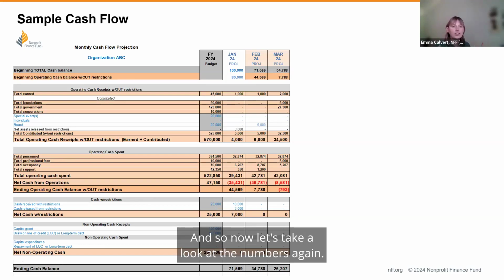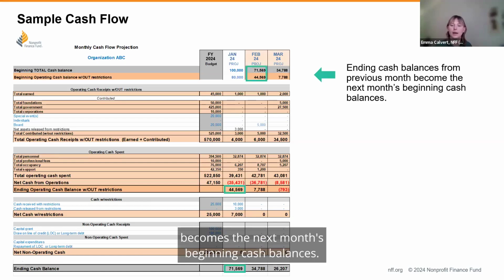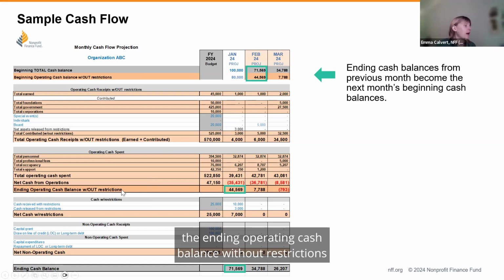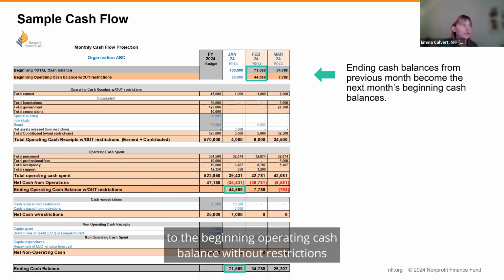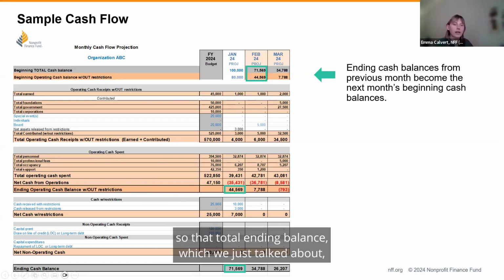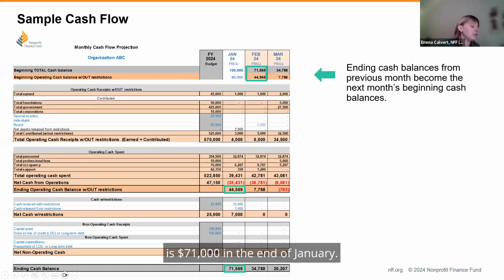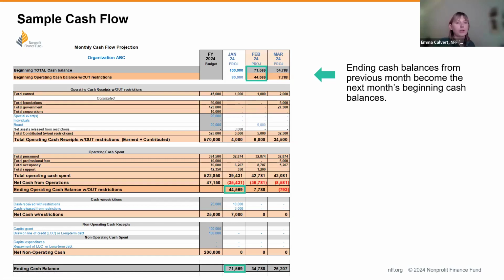And so now let's take a look at the numbers again, and we see that the ending cash balances from the previous month become the next month's beginning cash balances. So in this case, the ending operating cash balance without restrictions for the month of January was around $44,000. So we see that moved to the beginning operating cash balance without restrictions in the month of February. And then the total ending cash balance, which we just talked about, is $71,000 at the end of January. And that becomes the beginning total cash balance at the beginning of February.